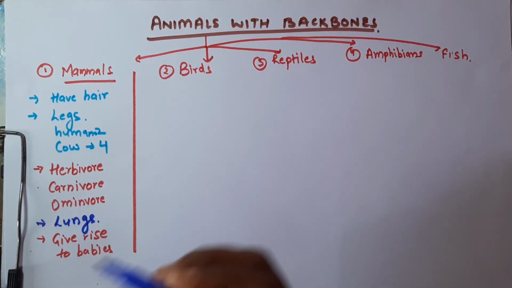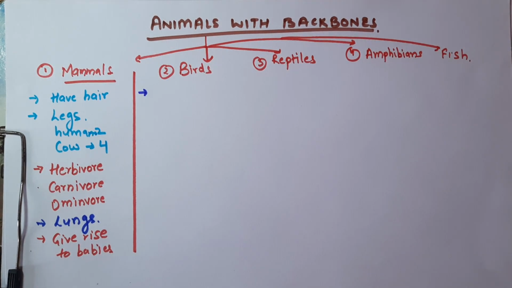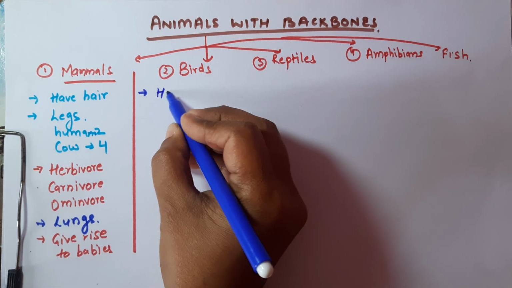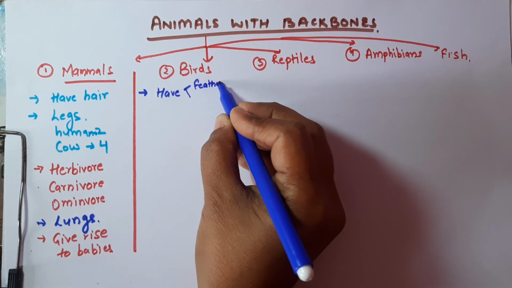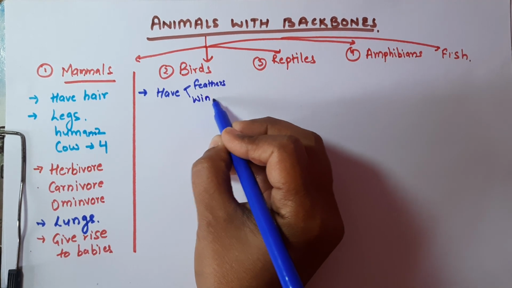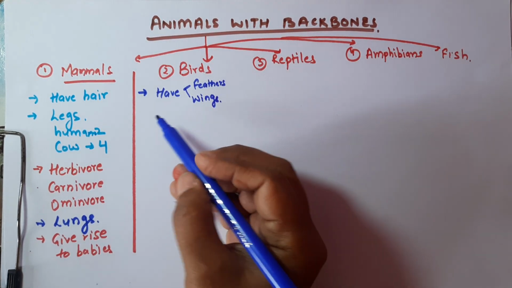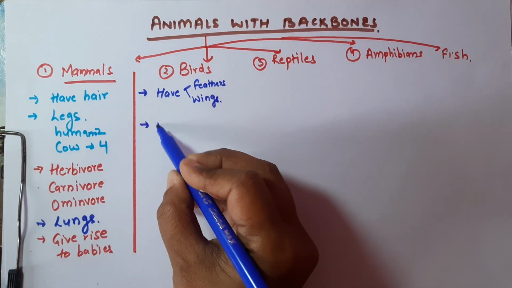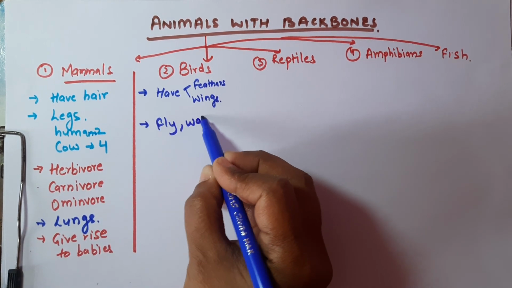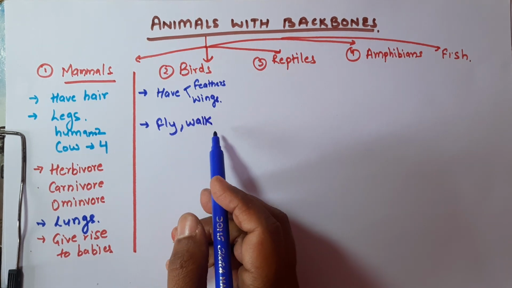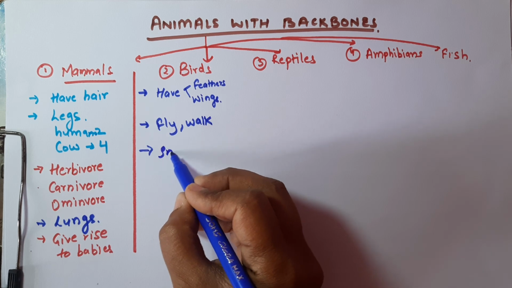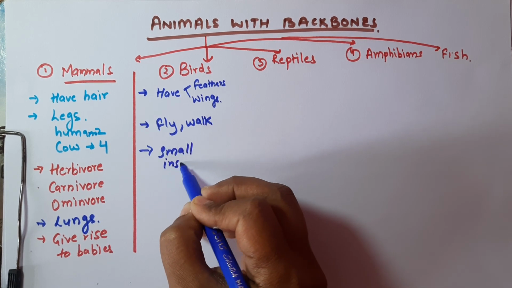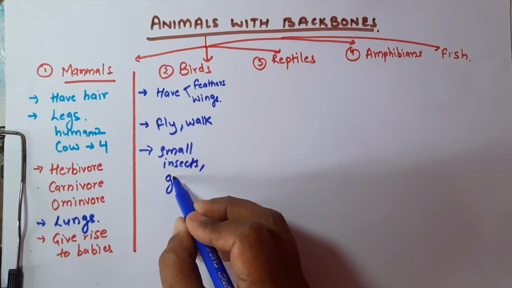Now let's talk about the birds. We can see birds flying. So how can they fly? Because they have feathers on their body and they have wings to fly. They have the tendency to fly, and they can also walk. They have feet also, right? And what do they eat? They eat small animals, small insects. I will write small insects, and they can also take grains.